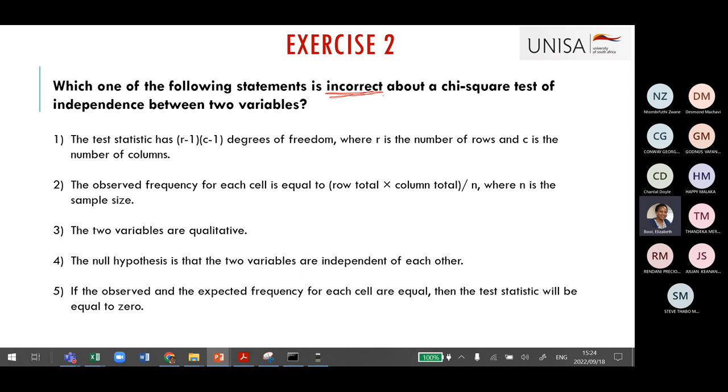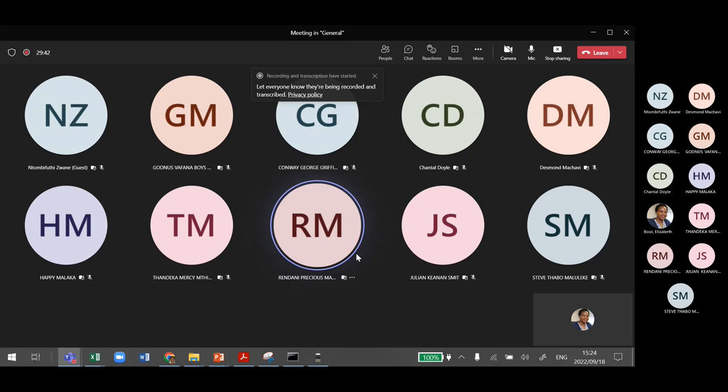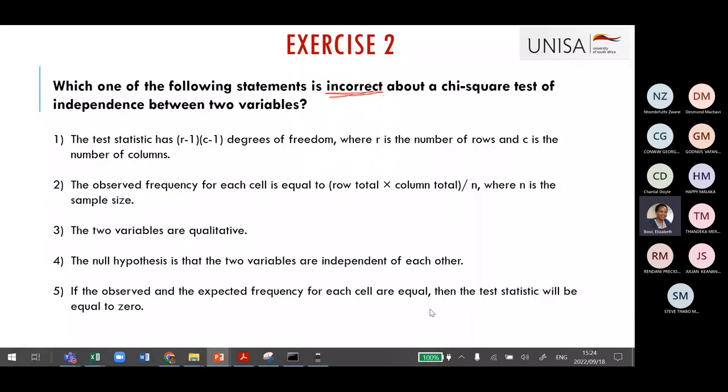Pick a number. Is it one? Is it two? Is it three? Four or five? I think five is. You think five? Yes. Somebody's phone is ringing.